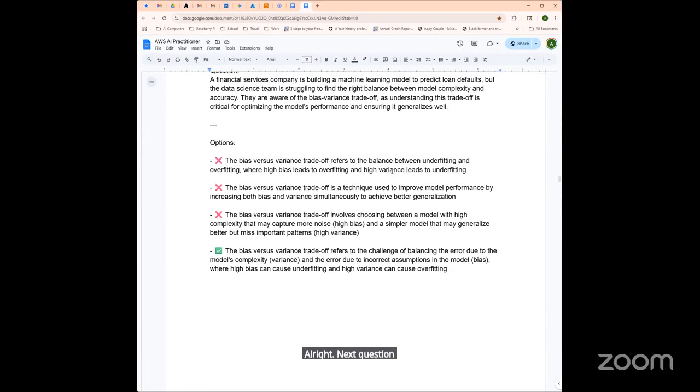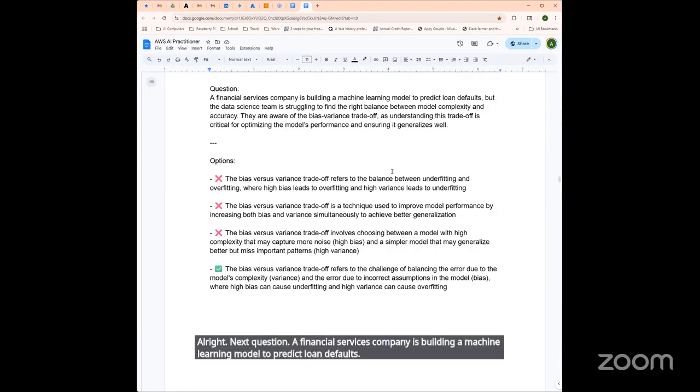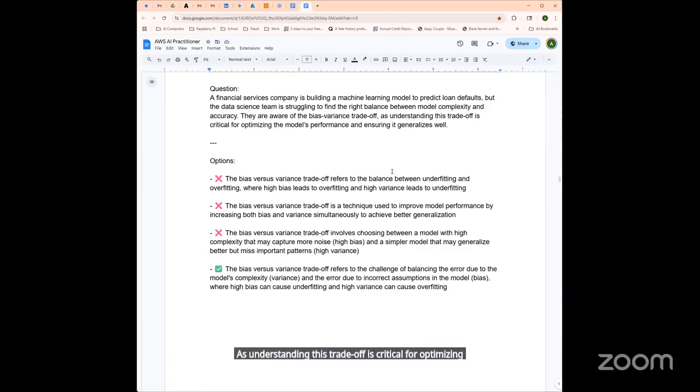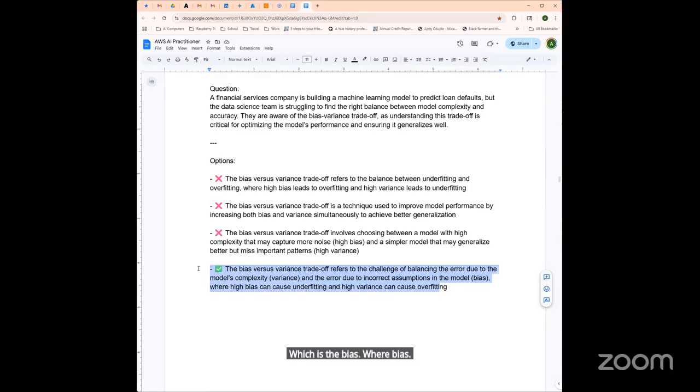Next question. A financial services company is building a machine learning model to predict loan defaults, but the data science team is struggling to find the right balance between model complexity and accuracy. They're aware of the bias-variance tradeoff, as understanding this tradeoff is critical for optimizing the model's performance and ensuring it generalizes well. The answer: the bias versus variance tradeoff refers to the challenge of balancing the error due to the model's complexity, which is the variance, and the error due to incorrect assumptions in the model, which is the bias. High bias can cause underfitting and high variance can cause overfitting.